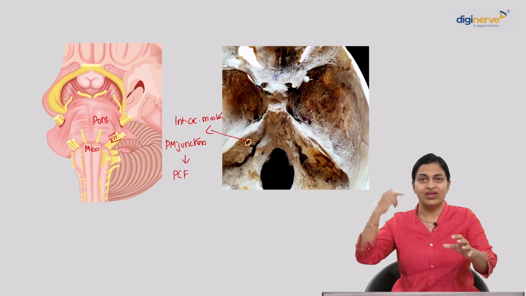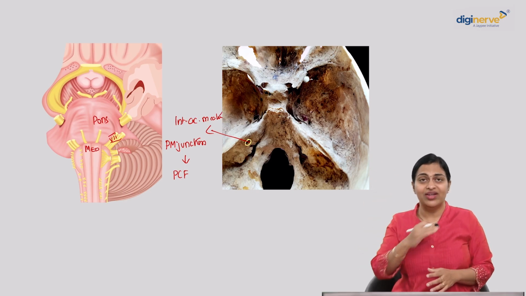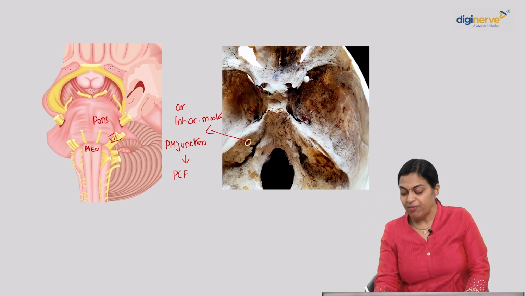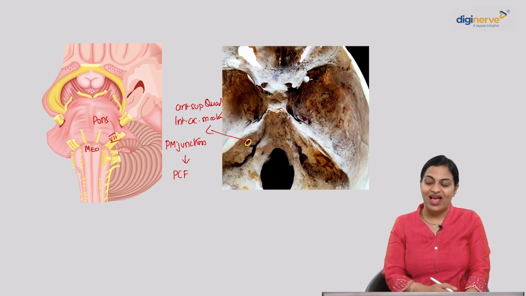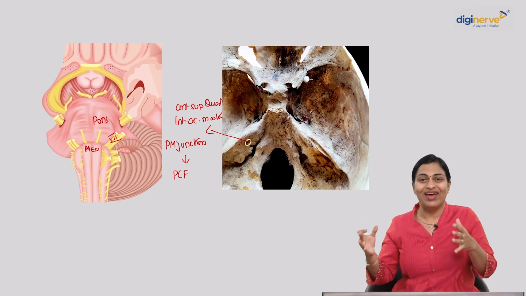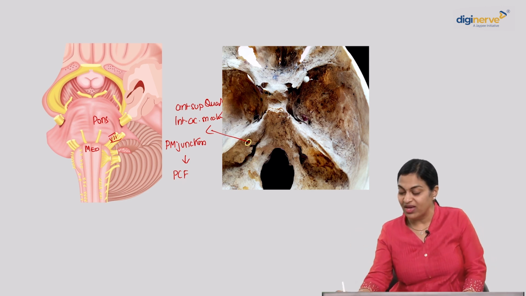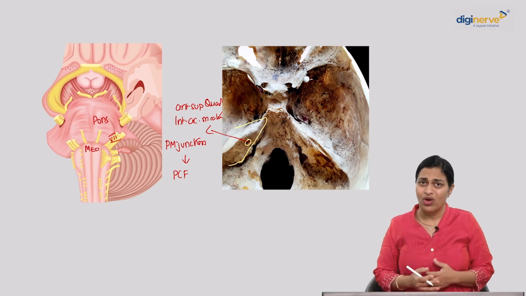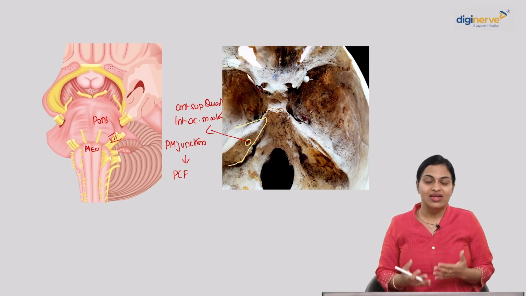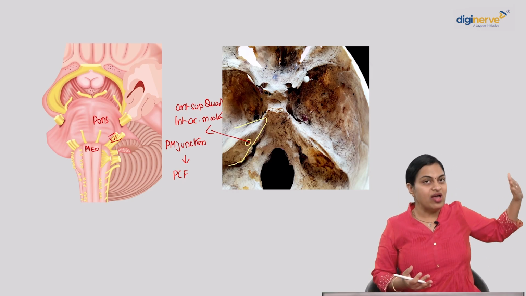The bottom of that internal acoustic meatus is again divided into 4 quadrants. It will pass through the antero-superior quadrant of the internal acoustic meatus. And what is there? What is the internal acoustic meatus leading to? This I told you is called the petrous part of the temporal bone. What lies within it? The inner ear and the middle ear. So as soon as it enters the internal acoustic meatus, it will be related to the inner ear.